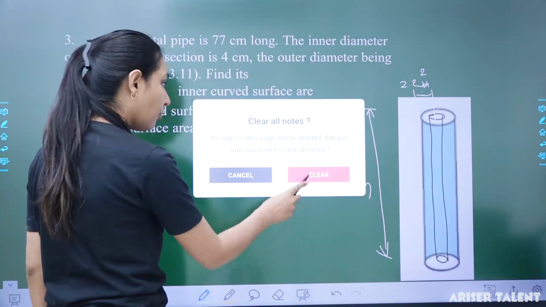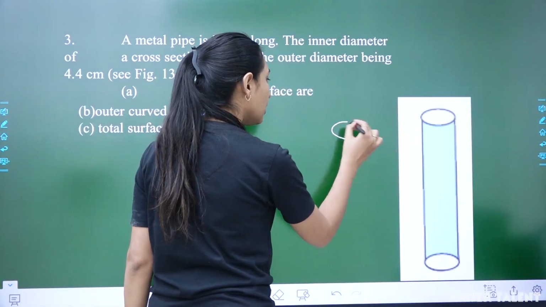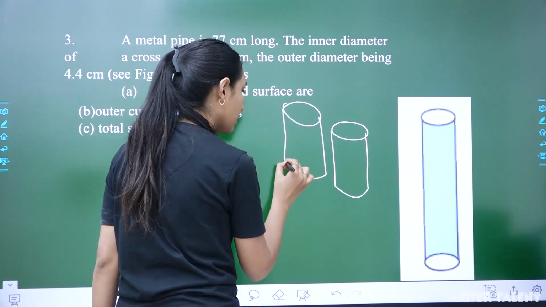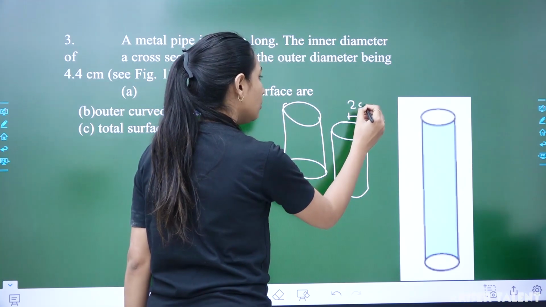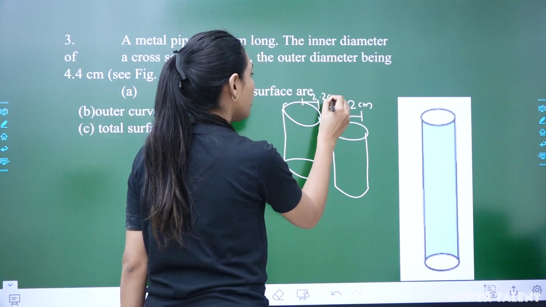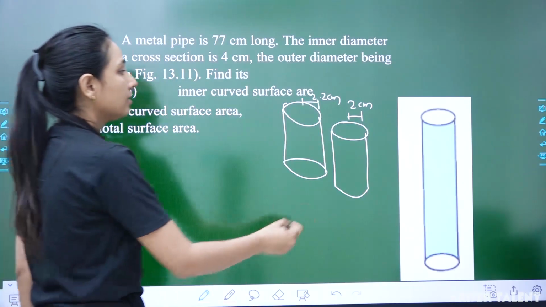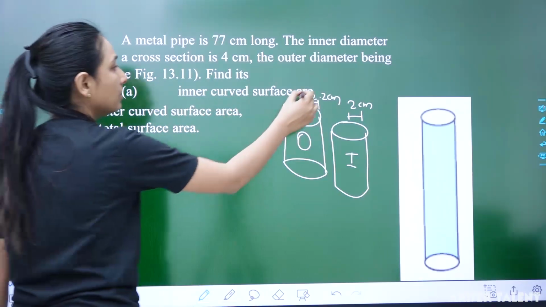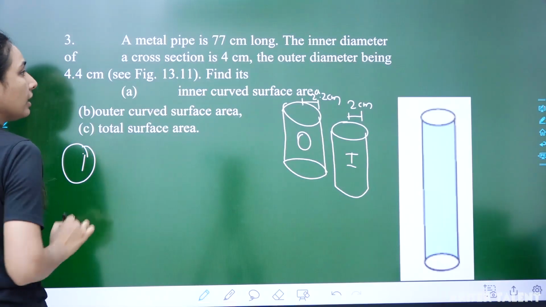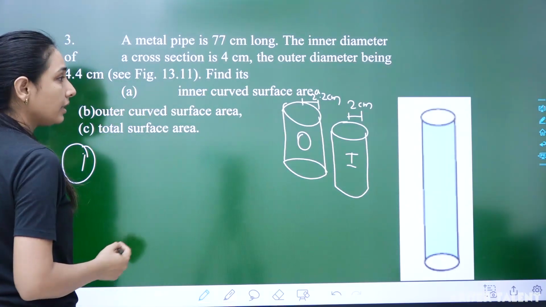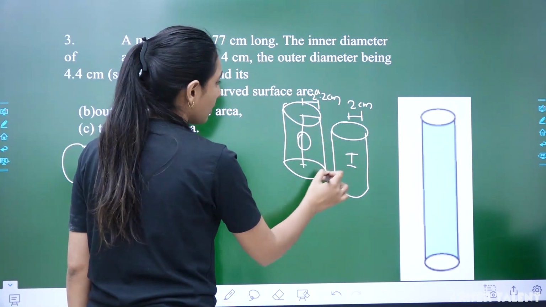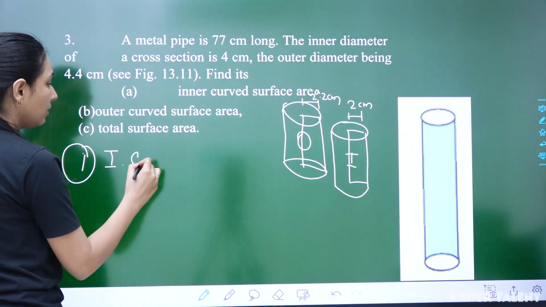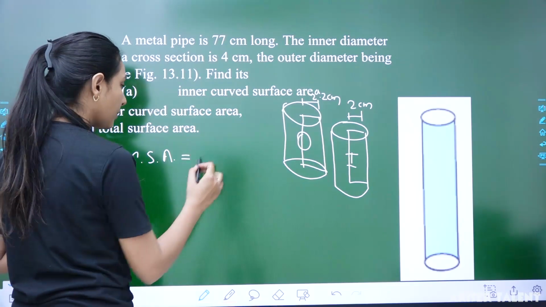Now what we will do, we'll make these two cylinders. The first one is here and the second one is here. It has radius 2 centimeters and it has radius 2.2 centimeters. This is the inner one and this is the outer one. Inner curved surface area, this is the area. So I am talking about only the inner curved surface area. Inner curved surface area is nothing but, we have talked about it, 2 pi r h. So inner curved surface area will be equal to 2 pi r h.